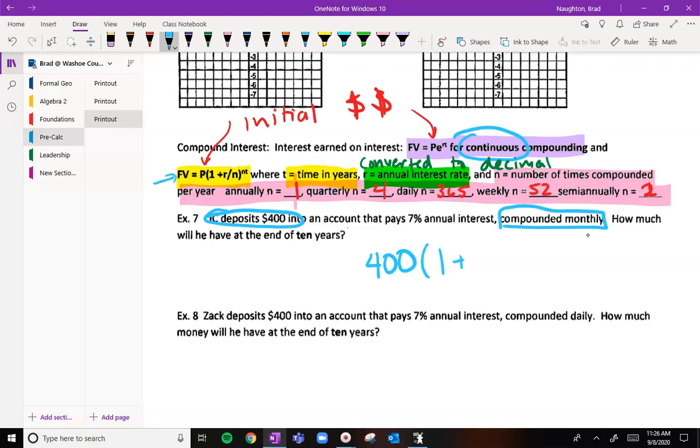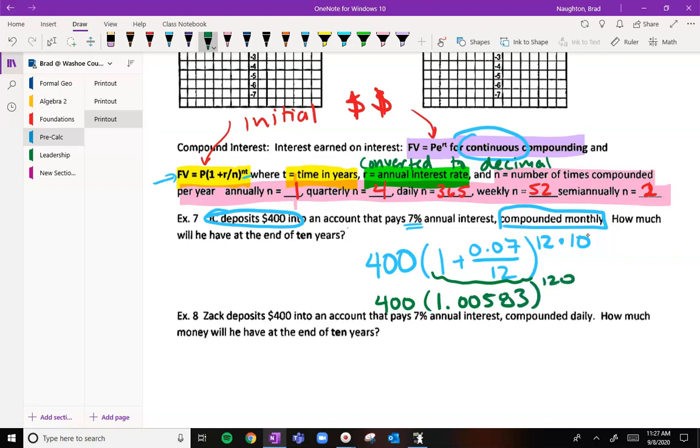So 1 plus my rate, which is 7%, 0.07 as a decimal. Monthly is 12, to the 12 times 10 years. Notice it's R N T, so we're going to multiply those together. Cool? Alrighty, so you can do this step by step, or you can put it all into your calculator, but parentheses first, so I should do that first. So 400 times 1.00583 to the 120, and then we plug that into the calculator.